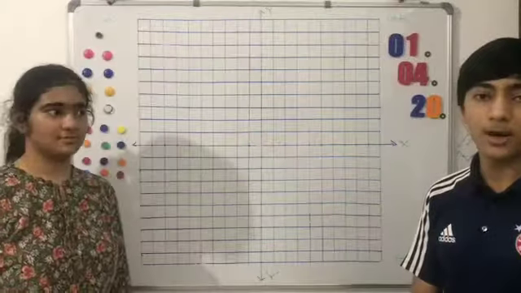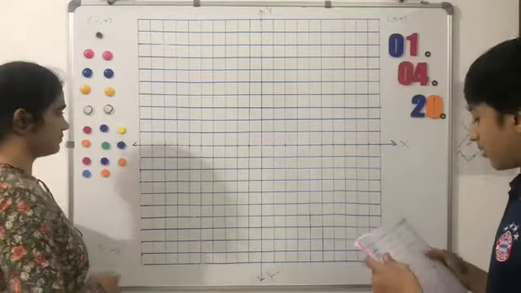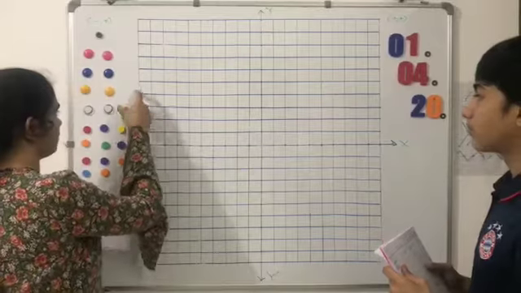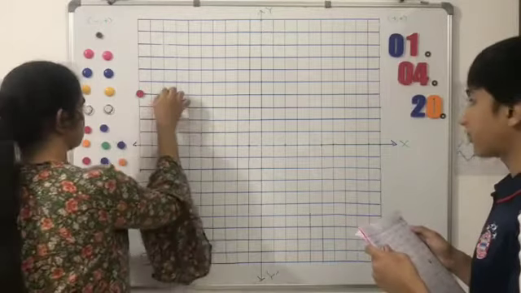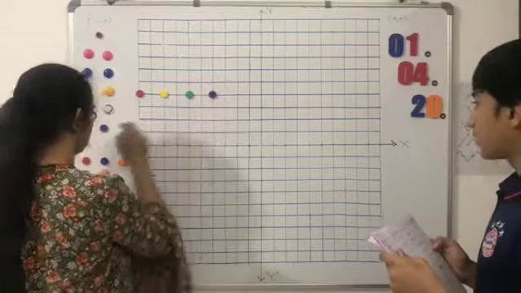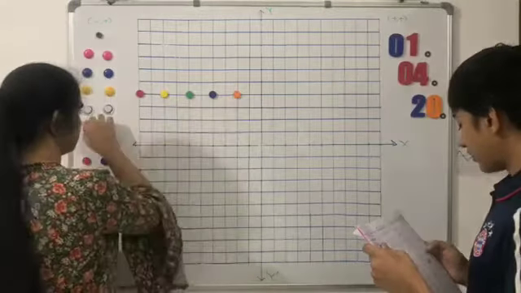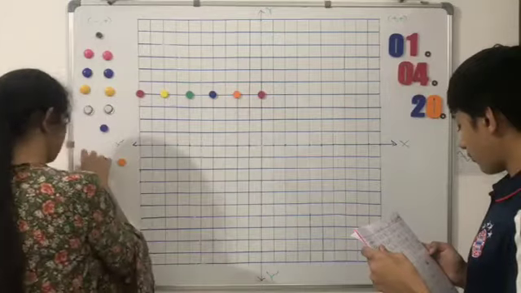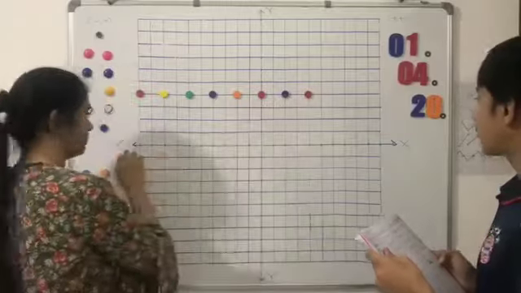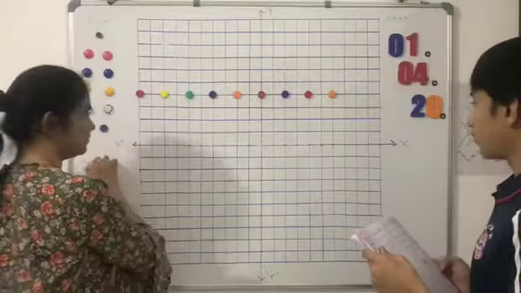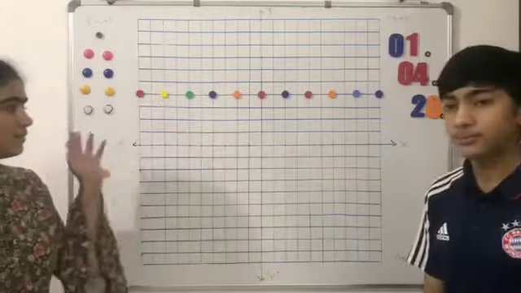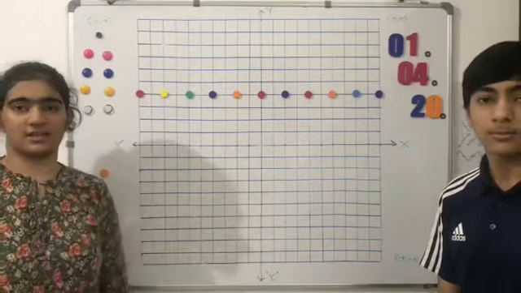We will now draw a line parallel to the x-axis. The points are (-10, 4), (-8, 4), (-6, 4), (-4, 4), (-2, 4), (0, 4), (2, 4), (4, 4), (6, 4), (8, 4), (10, 4). So this is the line perpendicular to the y-axis and parallel to the x-axis.